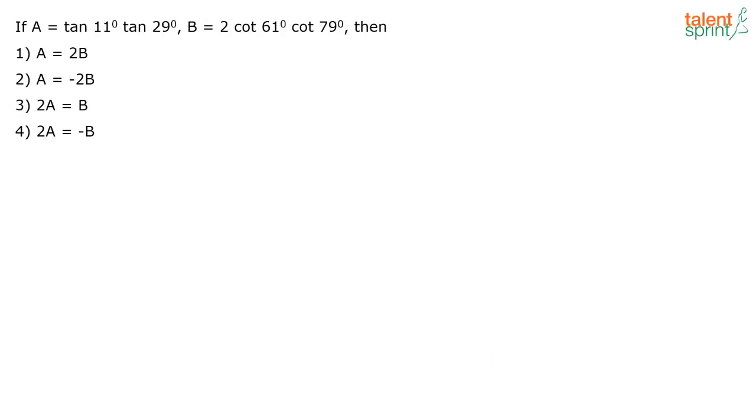Yes, again another easy question on trigonometry. See what is given here. A is equal to tan 11 into tan 29. B is equal to 2 cot 61 into cot 79. So let us try to rewrite this B in terms of A.